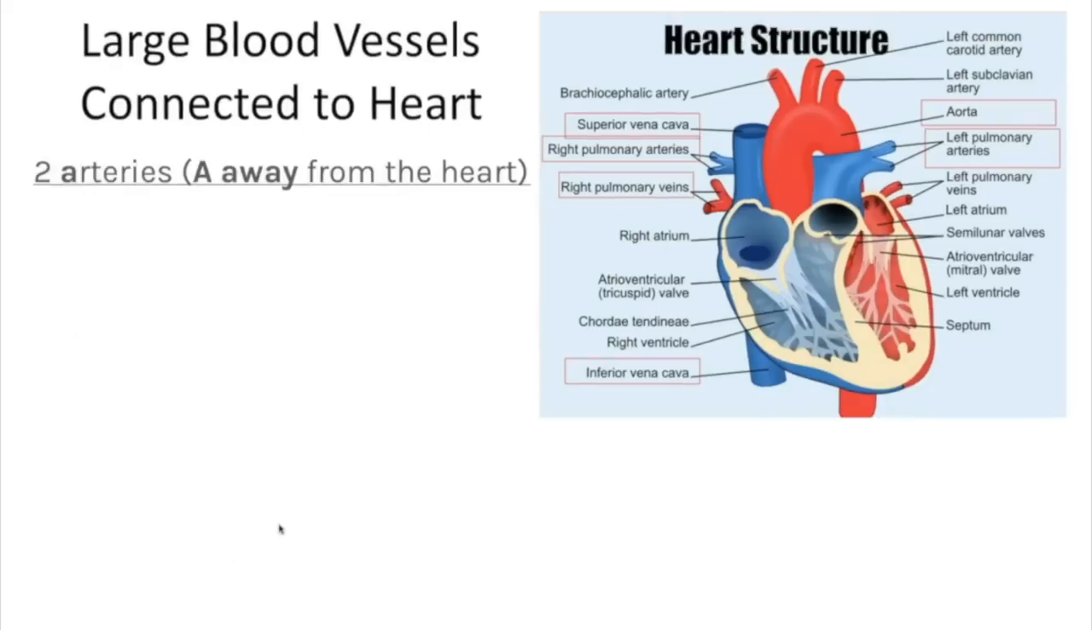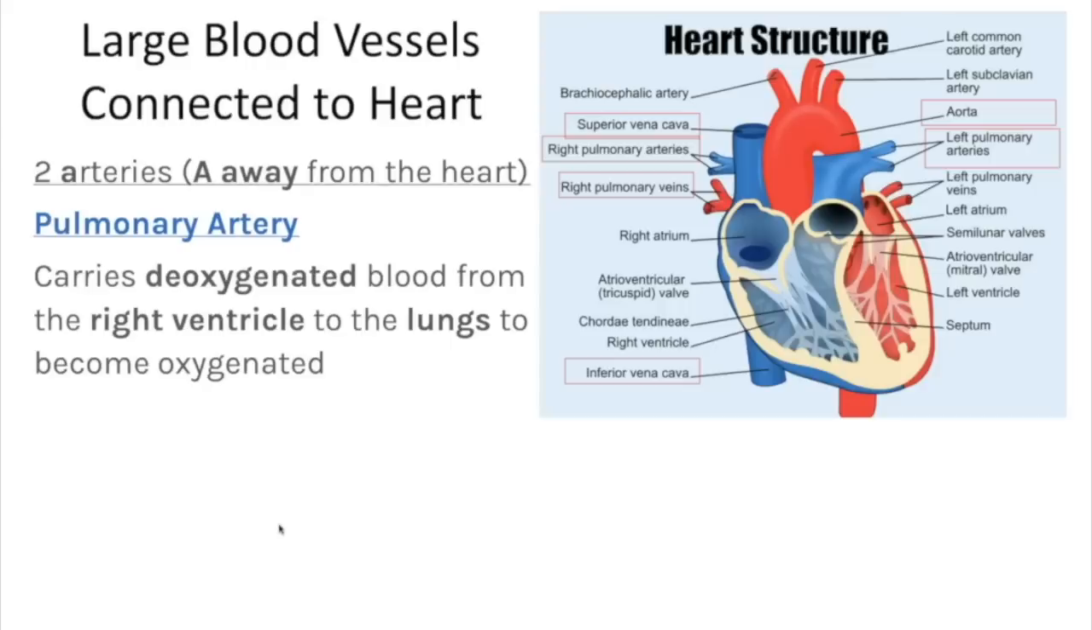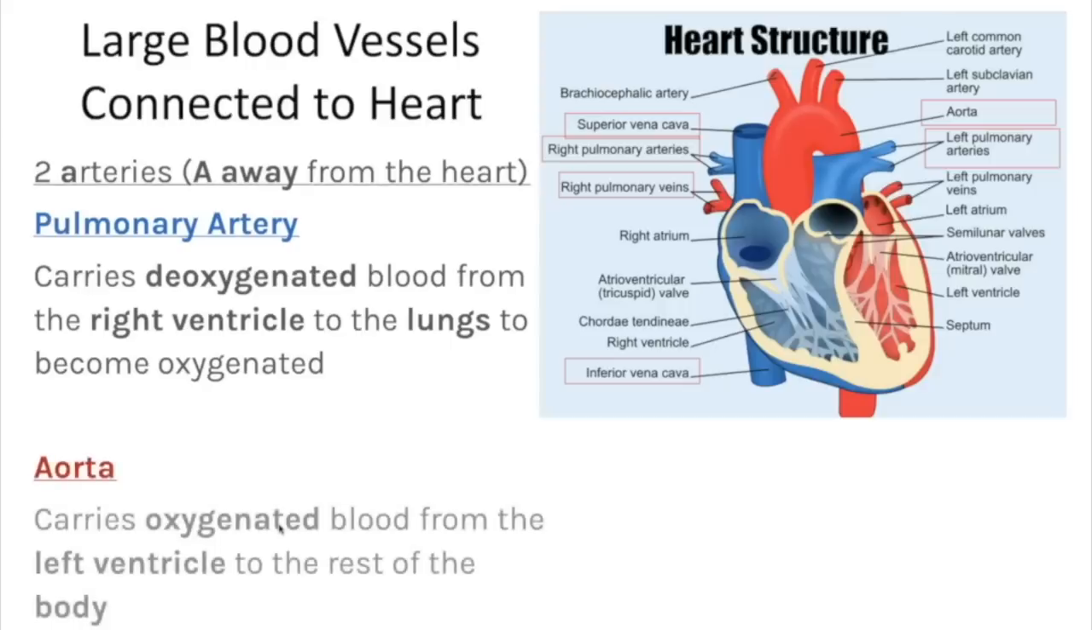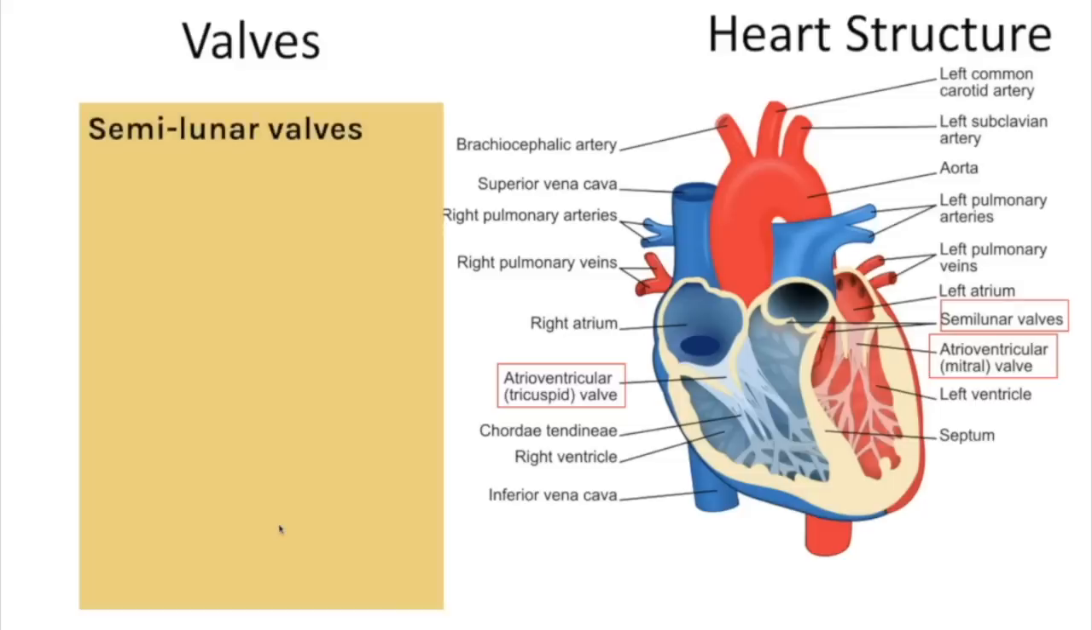Arteries, think A away, it's carrying blood away from the heart. So a pulmonary artery is carrying deoxygenated blood from the right ventricle to the lungs. And the aorta is the major artery, which is carrying oxygenated blood from the left ventricle to the rest of the body.